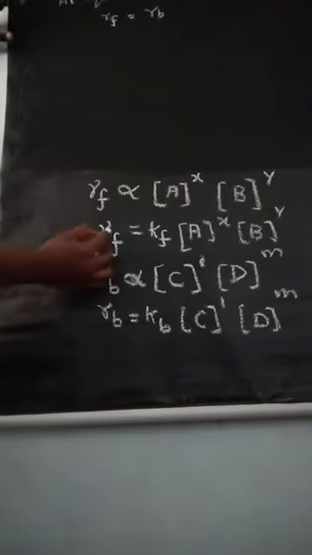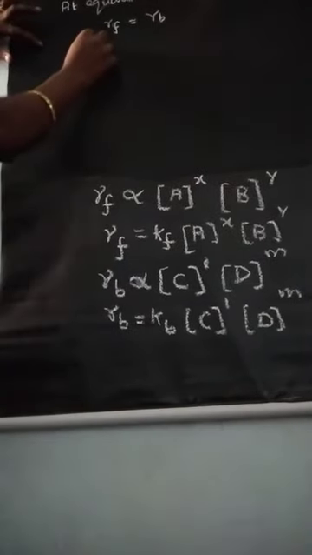Can you tell the formula? Rate of forward reaction: Kf into concentration of A power x into concentration of B power y is equal to rate of backward reaction: Kb into concentration of C power L into concentration of D power M. Understand? Now take the K terms, the constant terms, on one side, and the concentration terms on the other side. So take this Kb to this side, this concentration to the right side.